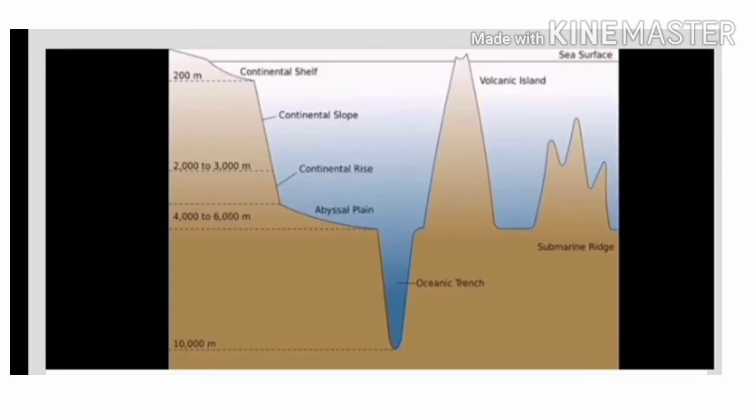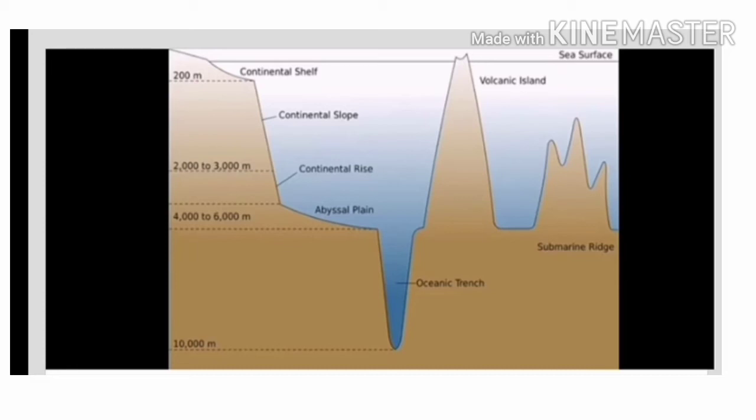First one, continental shelf. In this image, you will see the continental shelf. The land near the coast and submerged under the sea is called the continental shelf. Continental shelf means what? The land near the coast and submerged under the sea is called the continental shelf.